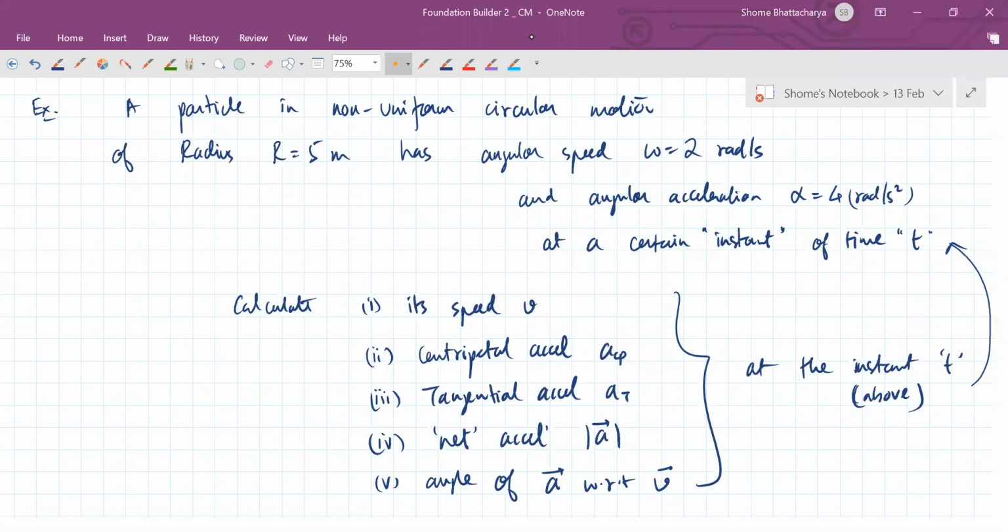Okay, so this is going to be a formula based question. You have to just apply the various formulae of tangential, centripetal, net, all these things. So you can just go through the formula we have discussed about acceleration in non-uniform circular motion and plug in the values and see how we can figure this out from that.